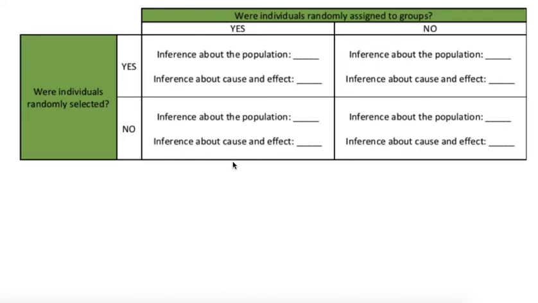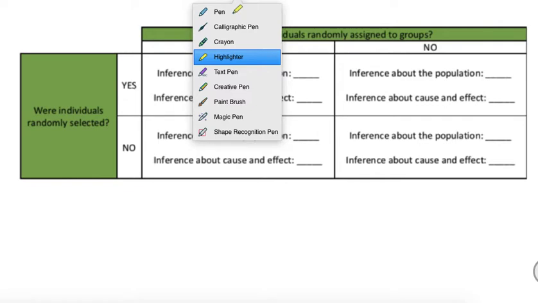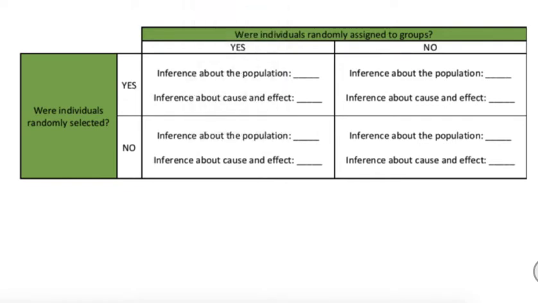So here's a chart that explains how we apply inference. How can I go beyond just the data that I've collected? When we look at our groupings here, we can ask: were our individuals randomly selected? This is what we really want to do when we're doing surveys. On the second one: were the individuals randomly assigned to the groups?